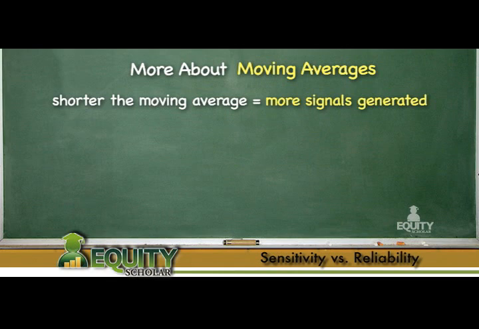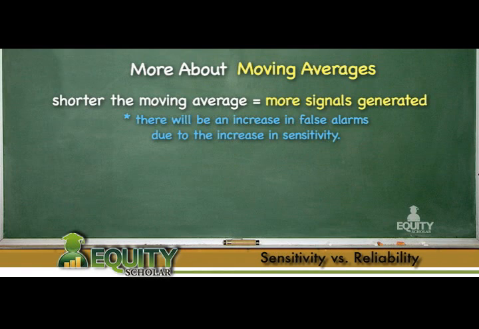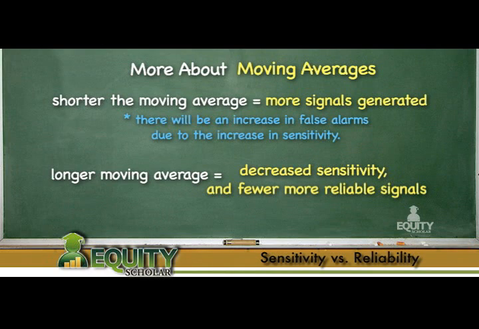As a result, there is an unavoidable trade-off between sensitivity and reliability. The shorter the moving average you use, the more signals that will be generated. While these signals may be timely and effective some of the time, there's also going to be an increased amount of false alarms due to the increased sensitivity. By using a longer moving average, you decrease the sensitivity and have fewer, more reliable signals. However, remember, with less sensitivity, the signals are often given late.